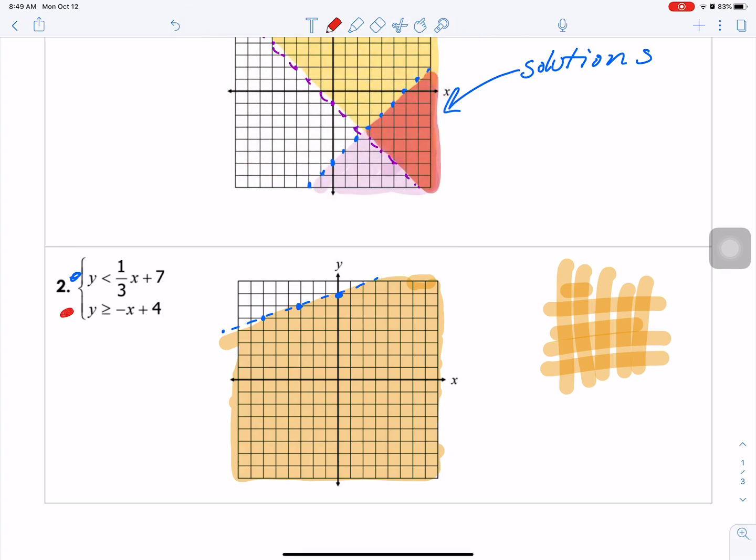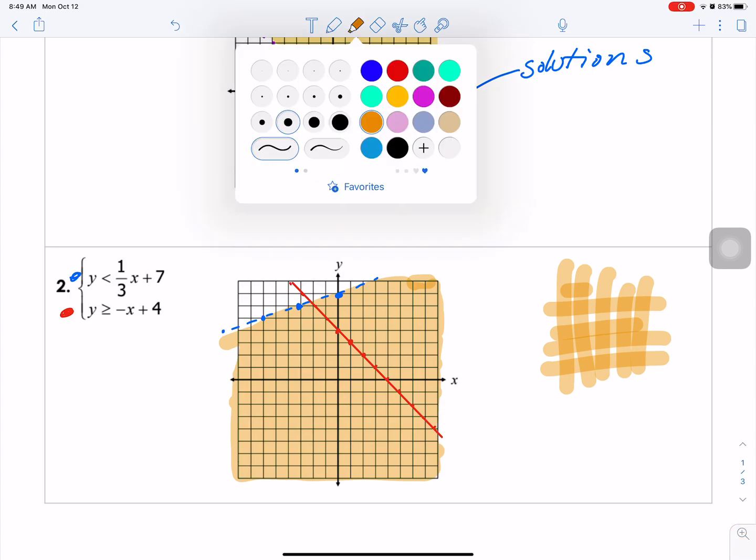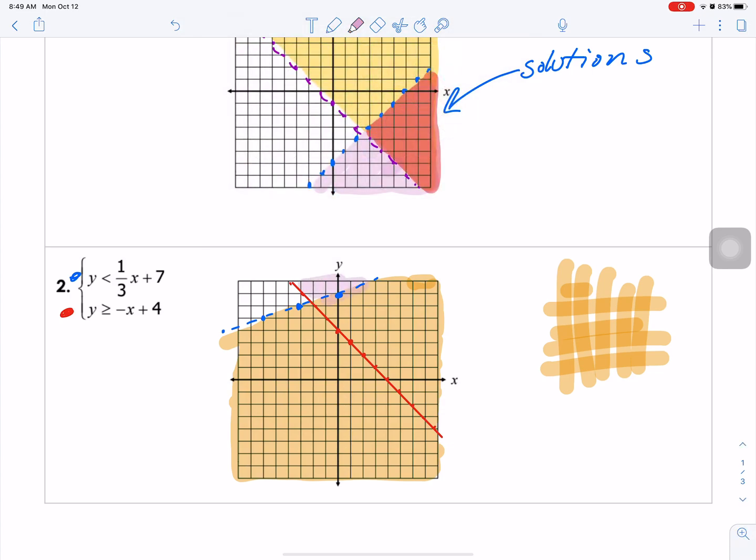The next one starting at 4. Down 1 over 1. This one's going to be a solid line because it has that equal to piece. So we're just really pulling off of what we were working on last time. And then I am shading above the line. So I could shade the whole thing above. I do know it's all of this area here, but I don't really need to.